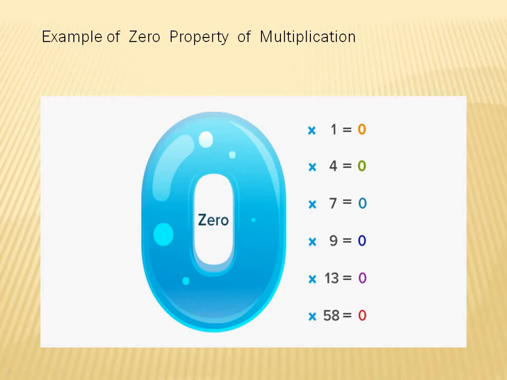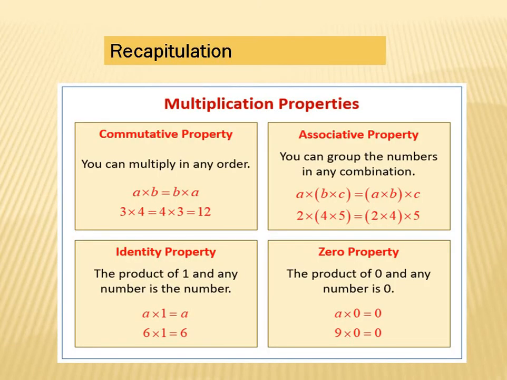Before ending this video, let's do a quick recap of what you have learned from all the 4 properties. In the recapitulation slide, the commutative property of multiplication: if you multiply in any order, the product will remain the same. 3 multiplied by 4, we know that the product is 12, and 4 multiplied by 3, we also know that the product is 12. So we can say that if we change the order of the numbers, we get the same answer on both sides.